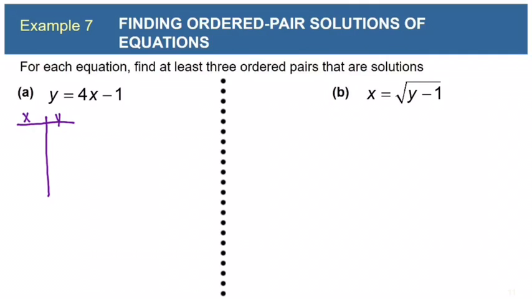So I'm going to make myself a table here, and I'm just going to choose 3 x's. You want to pick numbers that are small and easy to calculate with. So 0 is always a good choice. And how about 1 and also 2?